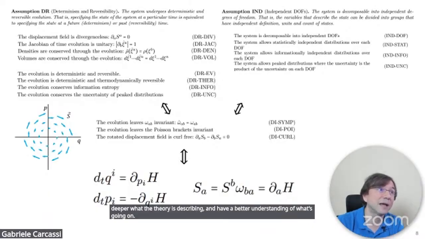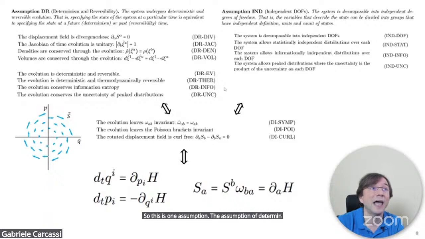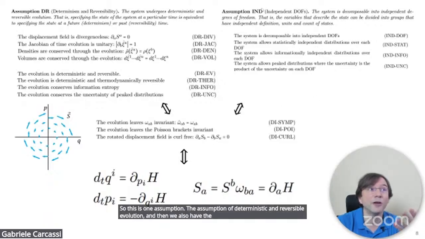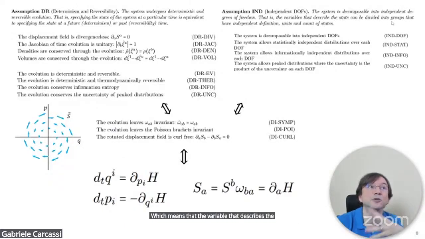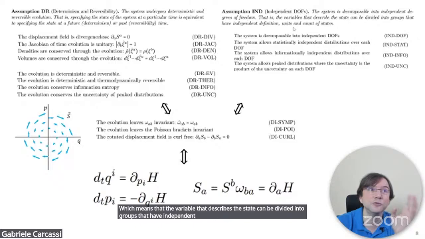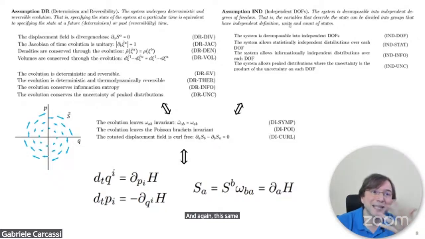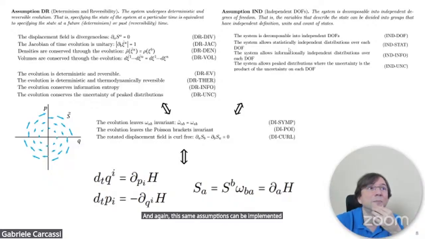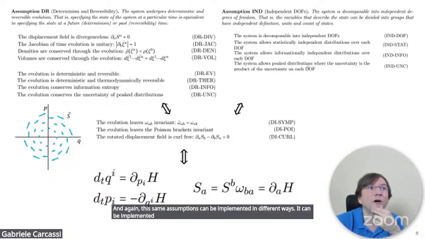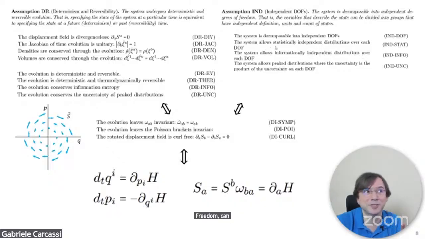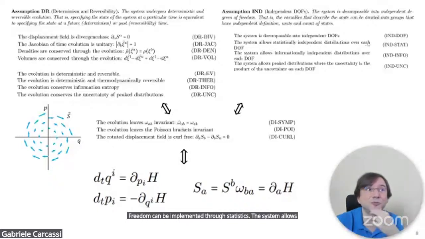So this is one assumption, the assumption of deterministic and reversible evolution. And then we also have the assumption that the system is describable by independent degrees of freedom, which means that the variables that describe the state can be divided into groups that have independent definition, units, and count of states. And again, this same assumption can be implemented in different ways. It can be implemented in terms of information theory: the system allows an information-independent distribution over each degree of freedom. It can be implemented through statistics: the system allows a statistically independent distribution for each degree of freedom.